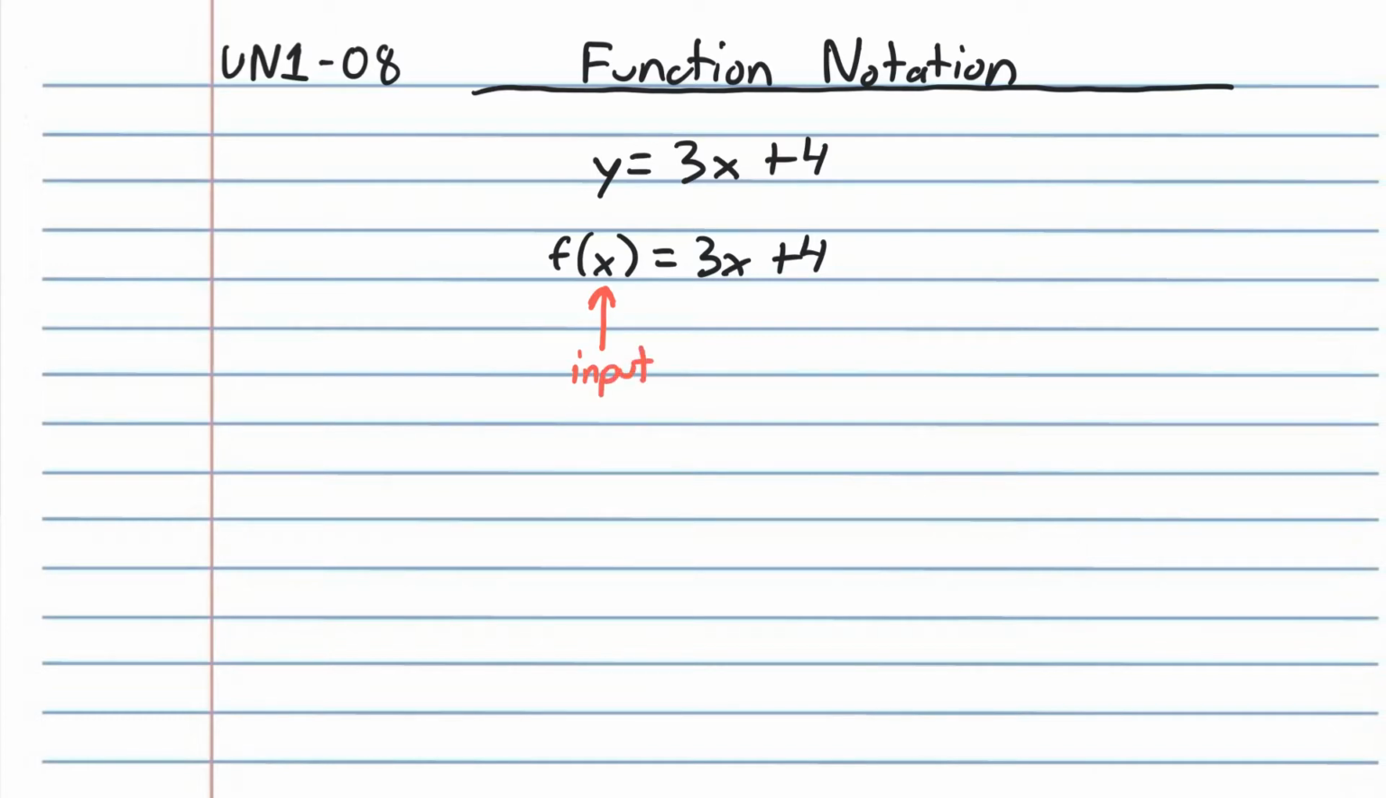Again, this is pronounced f of x. What that means is that whatever you see on the other side of the equal sign should have x's in it, which it does. We have a 3x on the other side. The f just refers to the name of the function. The other side is referred to as the output. So this piece here is the output.